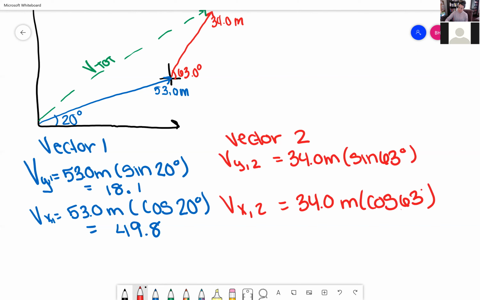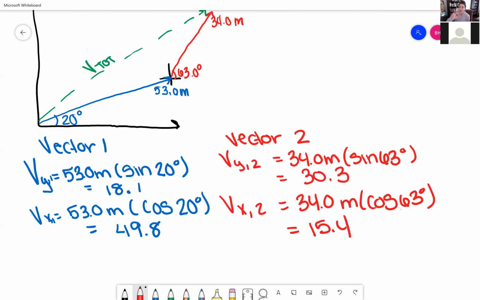Okay. Now let's go ahead and solve this. 63 sine times 34. This is going to be 30 point, let's round that up, 3. And this is going to be 63 cosine times 34, and this is going to be 15.4.